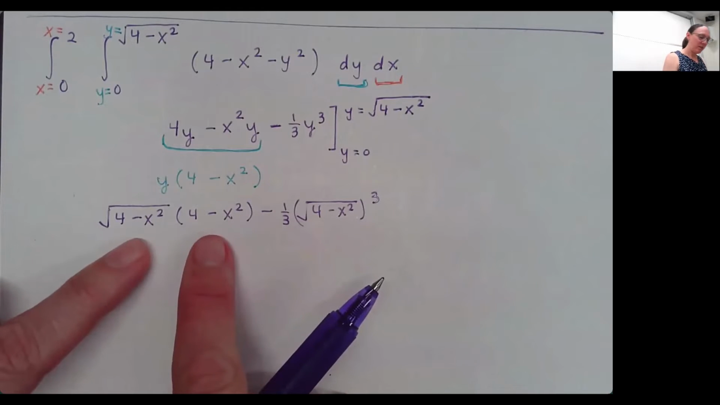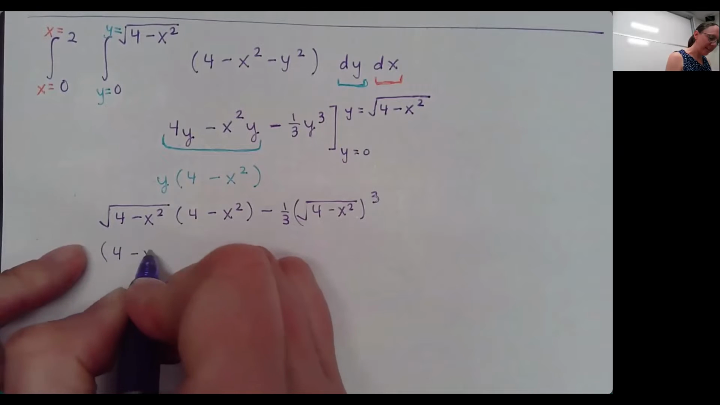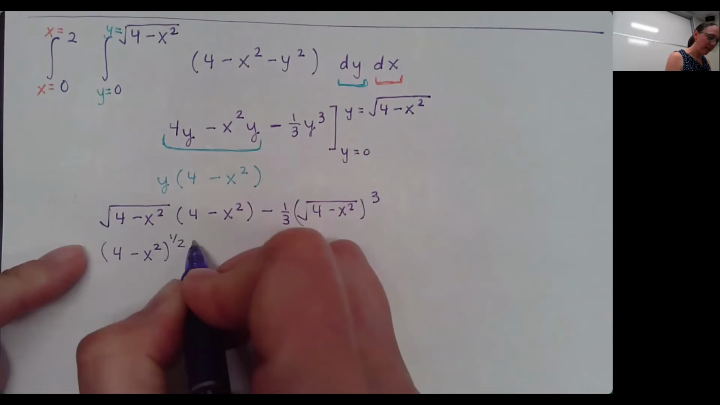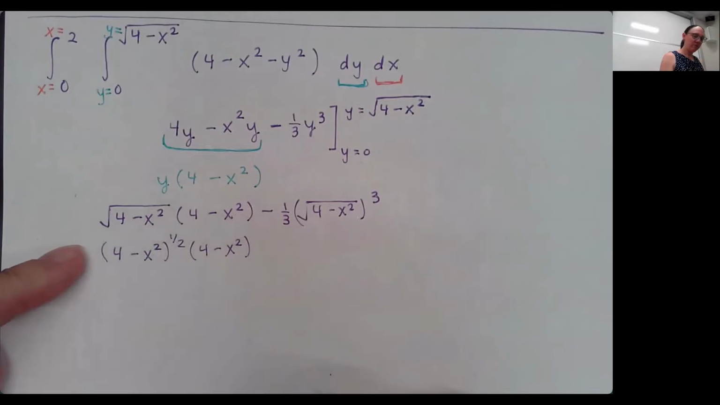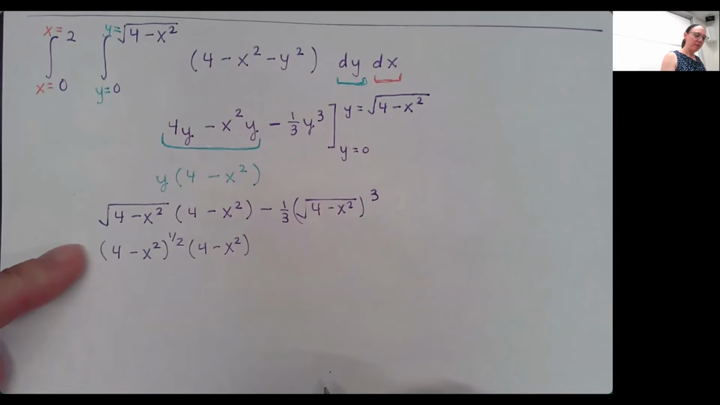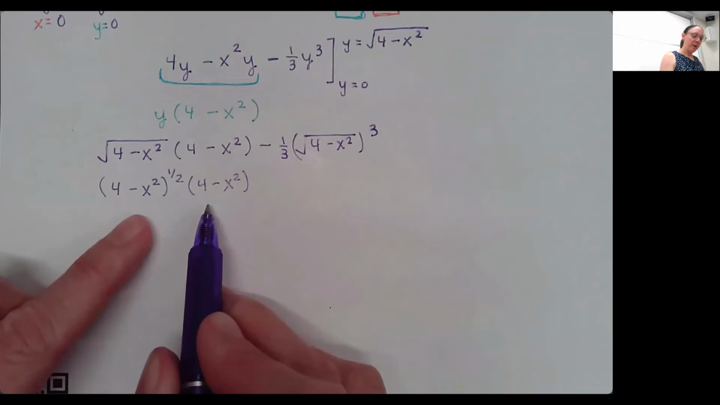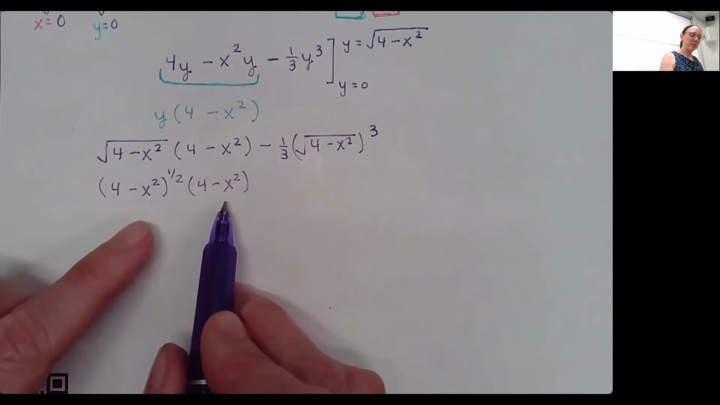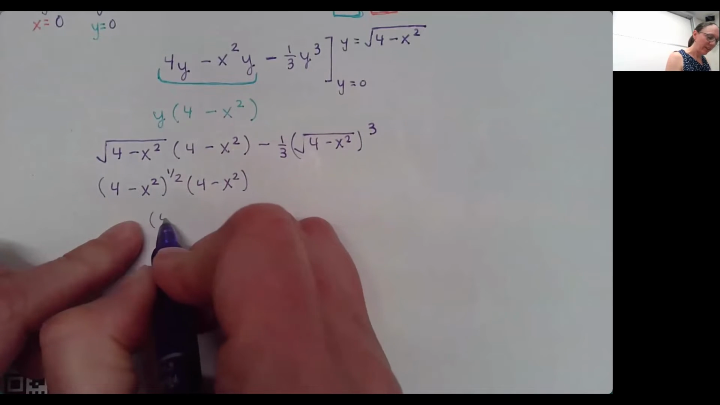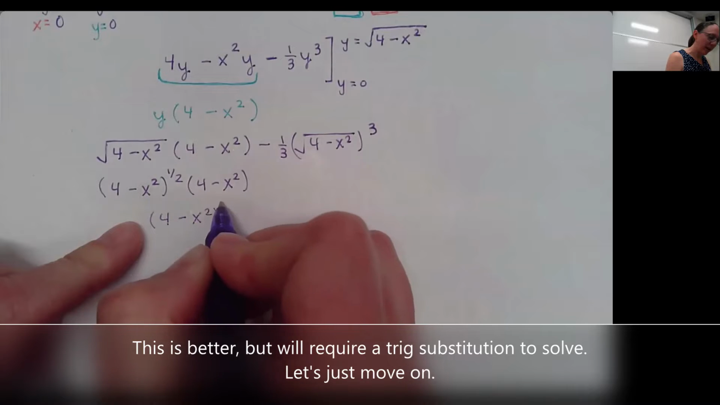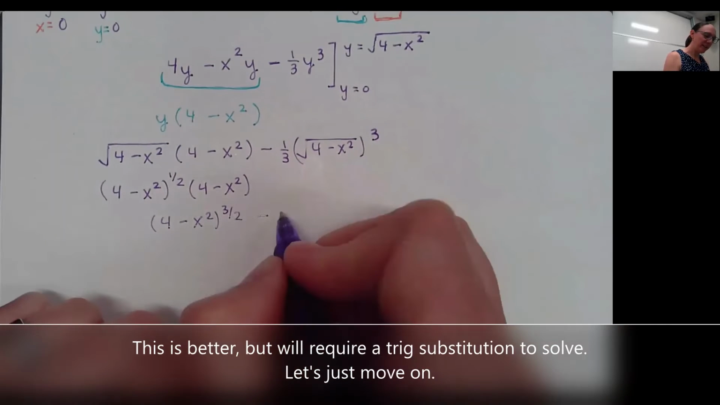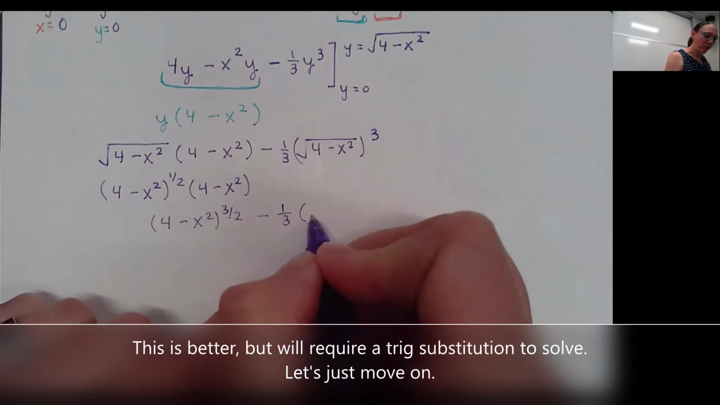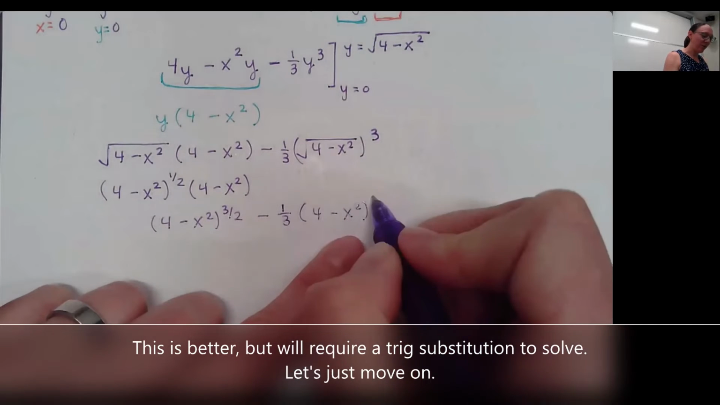So this one, right, I've got 4 minus x squared to the 1/2 times 4 minus x squared. Well, I can write that as 4 minus x squared to the 3/2. So I can write that as 4 minus x squared to the 3/2 minus 1/3 of 4 minus x squared also to the 3/2.